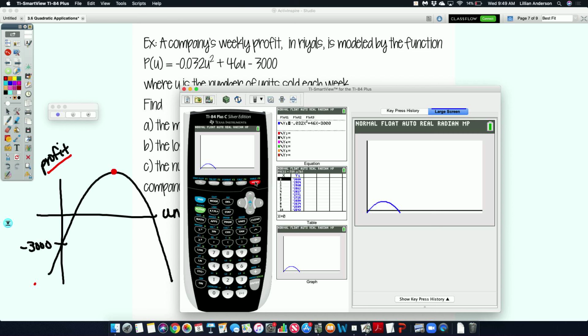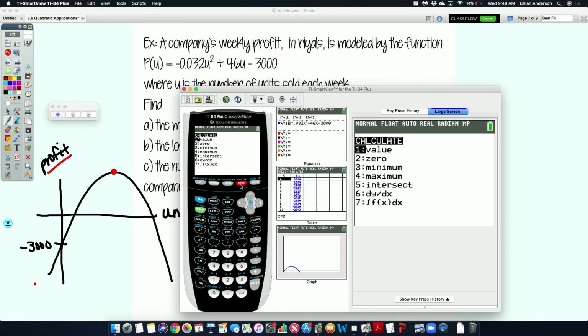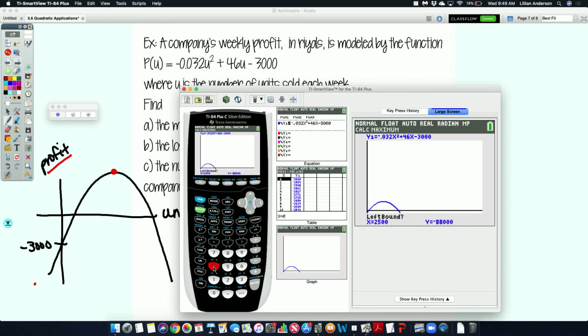So to find my maximum, to find that Y coordinate, I need to go to second trace. Does everybody have this graph? Second trace. And what feature should I go to? 4, because I'm looking for a maximum. Now it says left bound. That means you need to move your cursor to the left of the maximum.